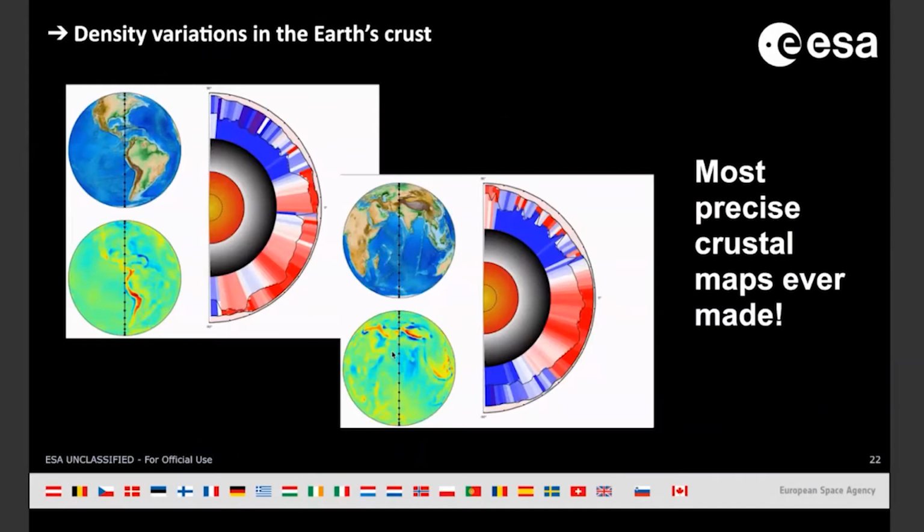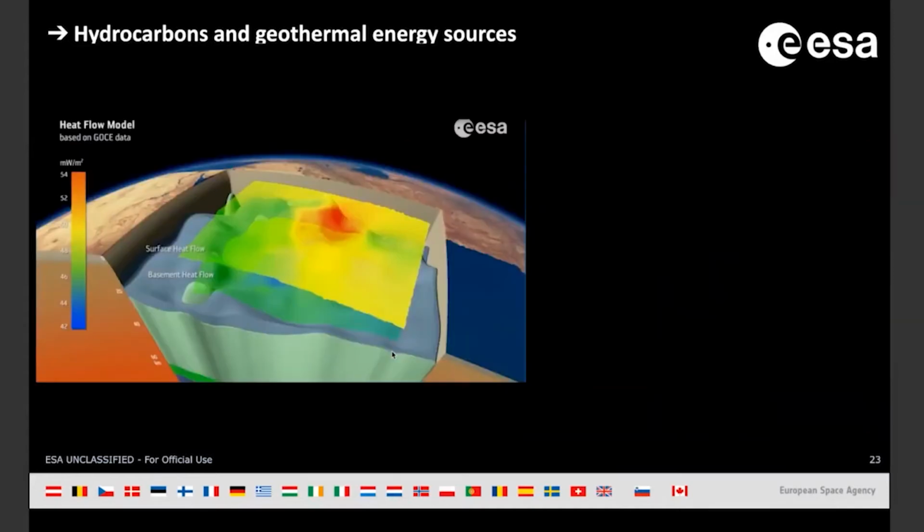Here are two cross sections of that. One is with the Andes Mountains, and the other one is, again, the example of the Himalayas. And doing this with this satellite, we were able to produce the most precise crustal maps ever. A crustal map means the thickness and composition of the crust. And once you have that, you can use it for even bigger, let's say, more societal activities. You can invert the crustal structure for heat flow.